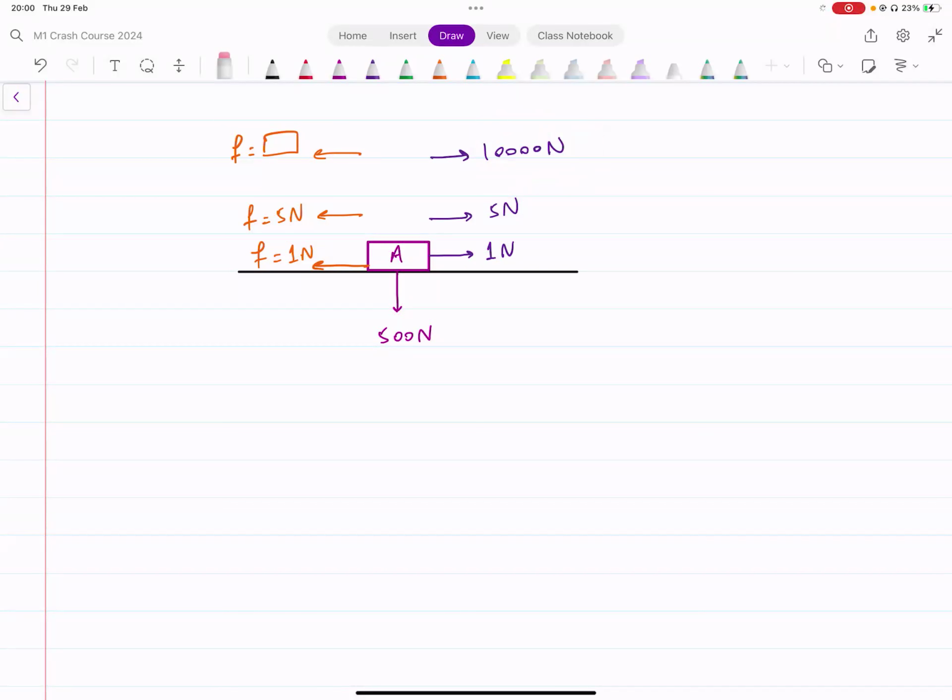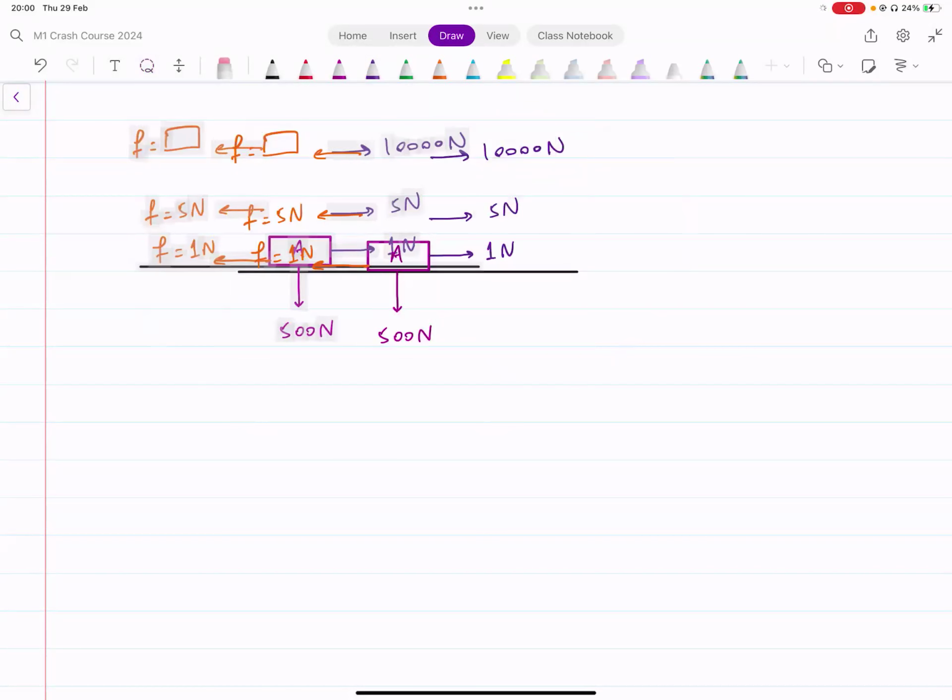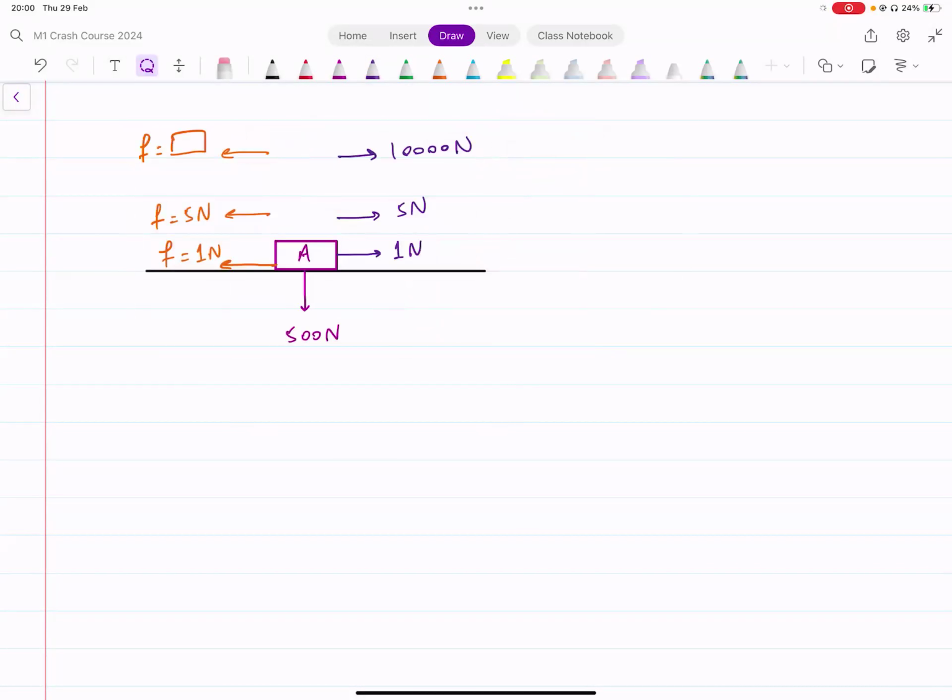So the idea is that friction is not infinite. It has some limit. It has some maximum value. So there is going to be some maximum value of this friction. Now, how do you find that maximum value? We will talk about that in a few minutes.